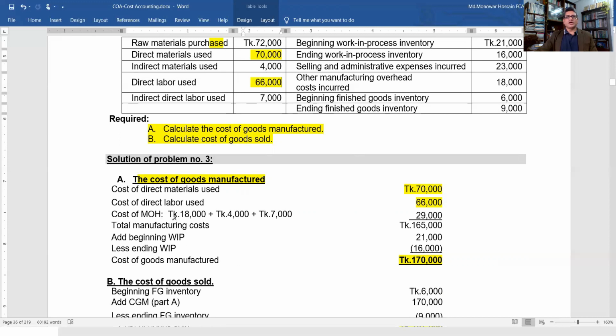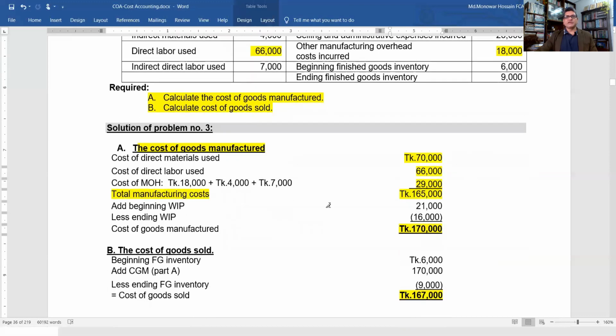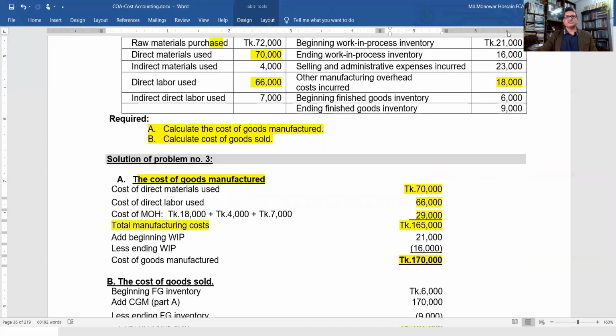Cost of direct labor used, 66,000, this 66,000. Cost of overhead, look, 18,400 and 7,000, this 4, this 7, and this 18. So the total is 29,000, and total manufacturing cost comes to 65,000. Add beginning work in progress 21,000, this one, less ending work in progress, this 16,000. Then we get cost of goods manufactured 1,70,000.